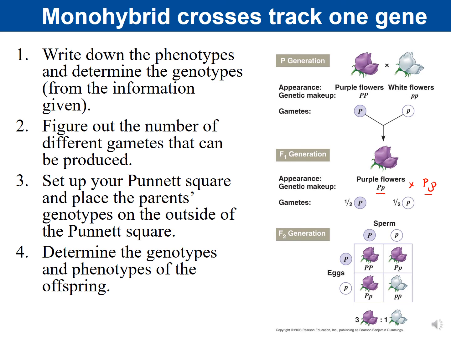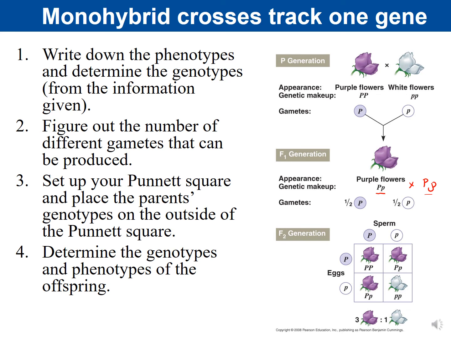So when you solve genetics problems, I always start by writing down the phenotypes. When I read a word problem, I start by writing down the phenotypes first and then determine the genotypes based on the information given. You'll see an example of that in a minute. You need to figure out the different number of gametes that can be produced. So again, if this plant is big P, little p, I know that there's two possible gametes. Either the gamete has the big P or the gamete has the little p. So you need to figure out your gametes.